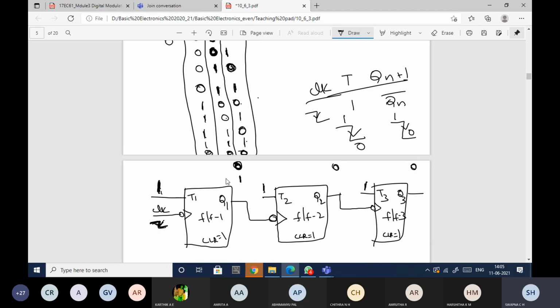And if you observe, Q1 is changing from 1 to 0. It is like this. Q1 is changing from 1 to 0. So will the second flip-flop toggle? That is my question. Will it toggle? No, ma'am. No. So what will be the output?